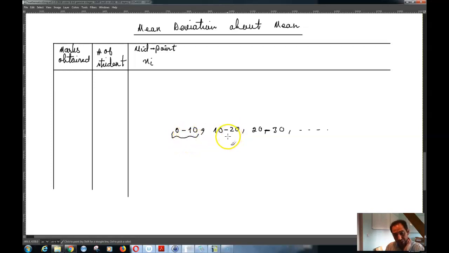We make the assumption that the x of i related to this class interval is the average of the lower limit and the upper limit of the class interval. That means that, for example, 10 plus 0 divided by 2 is equal to 5. I call this, for example, 5. I call this 15. I call this 25, and so on. And that's it basically.